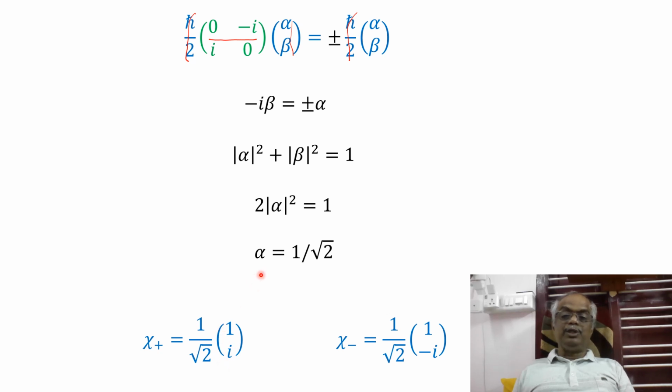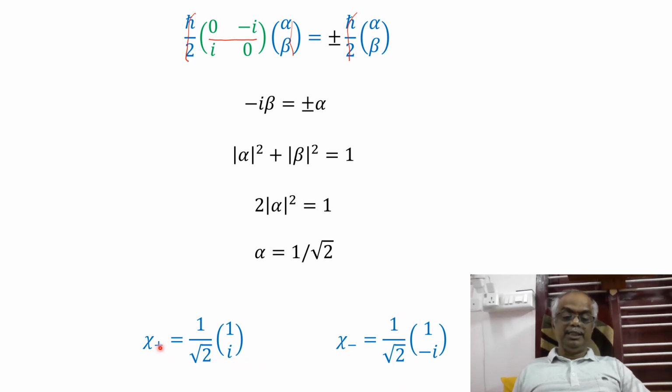Here we know this matrix is (alpha, beta). What is the value of alpha? Alpha is 1 over square root 2, so I have taken 1 over square root 2 outside, and the alpha value is 1. Then what is beta? Beta is i, that is for spin up. Similarly for spin down, I am replacing i by minus i. So these are the two spinor matrices: this is for spin up, this is for spin down.